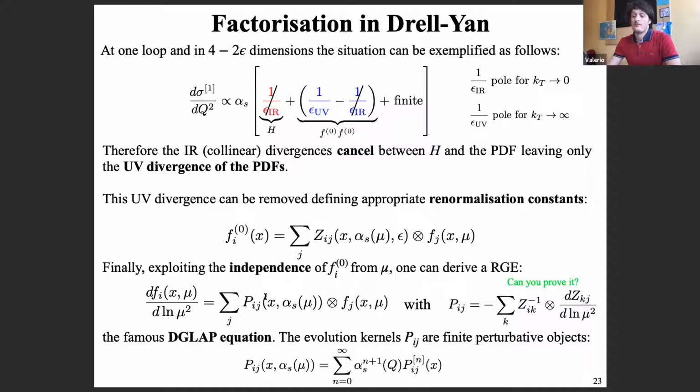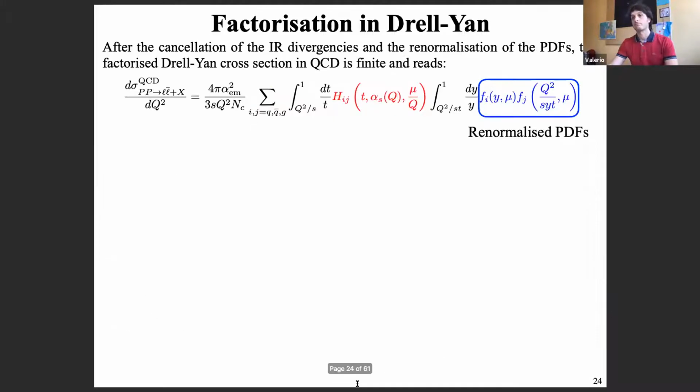So this is the very well known DGLAP evolution equation. This is one of the possible ways of deriving it. Importantly, the evolution kernels P_ij are finite and perturbative. This means that they admit a perturbative expansion that looks like this.